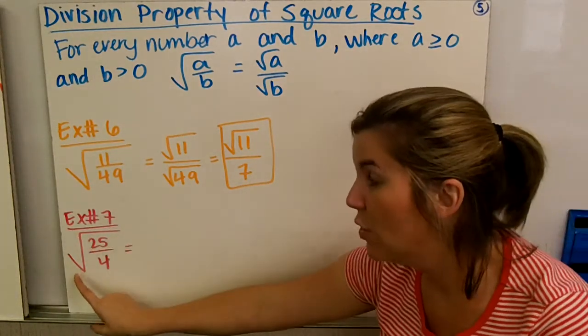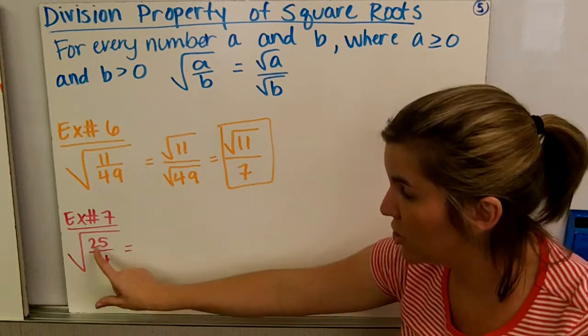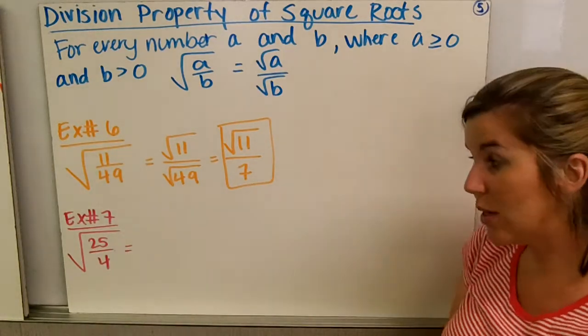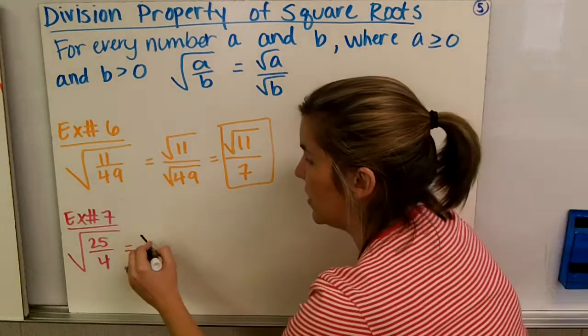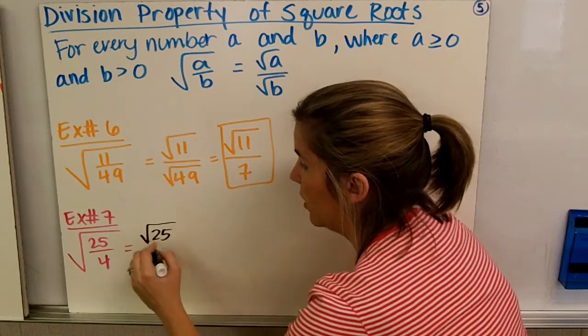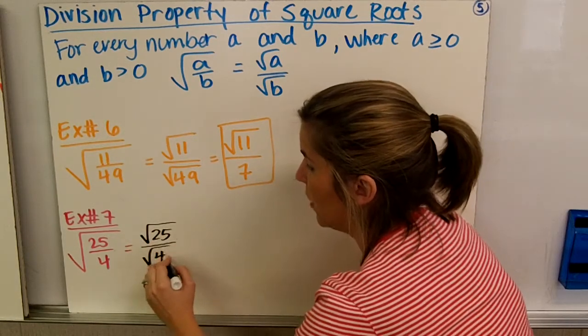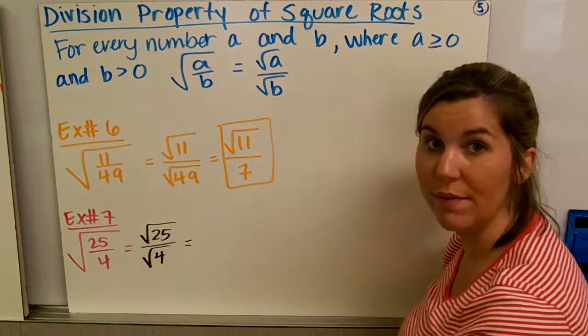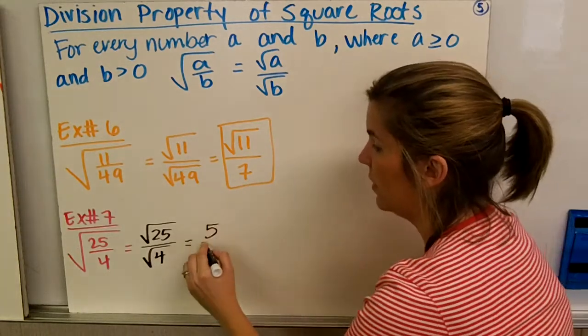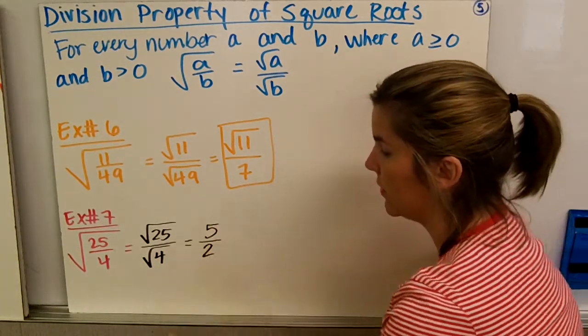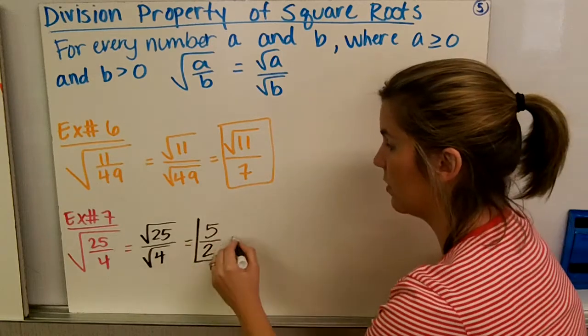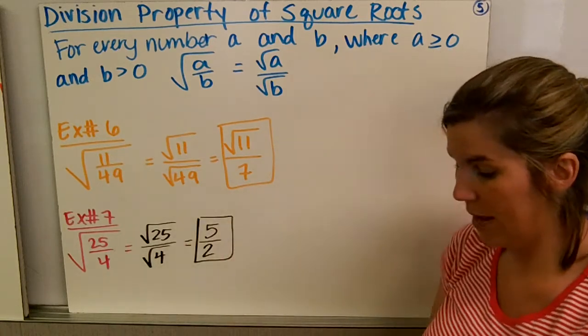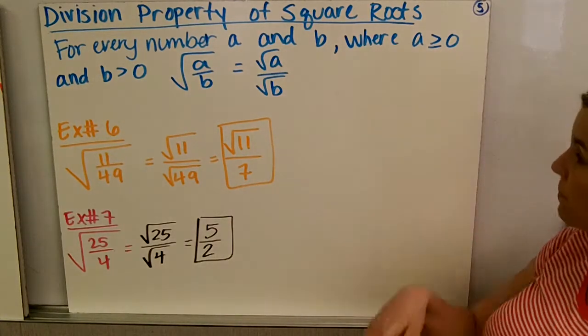Example number 7. The square root of the fraction 25 over 4. So let's separate this into two pieces. The square root of 25 over the square root of 4. The square root of 25 is 5. And the square root of 4 is 2. So I'm going to leave my answer as 5 over 2.